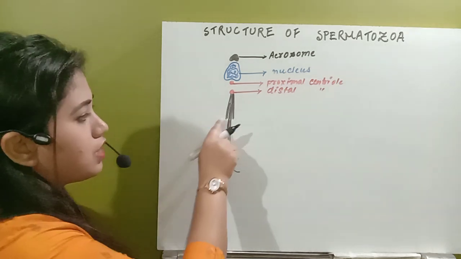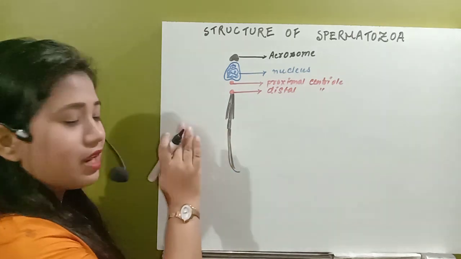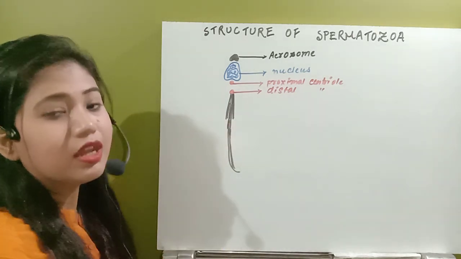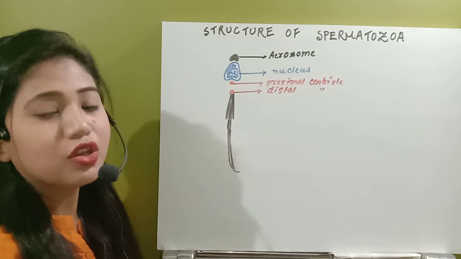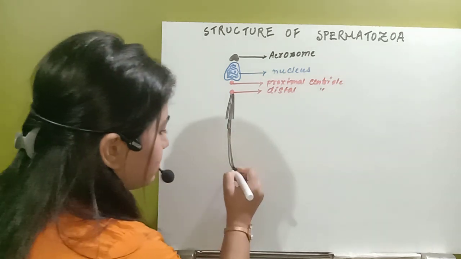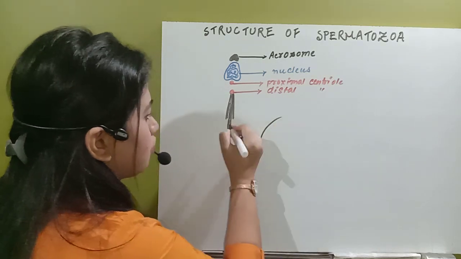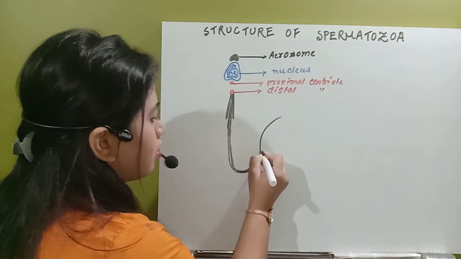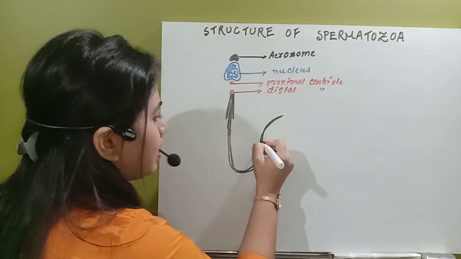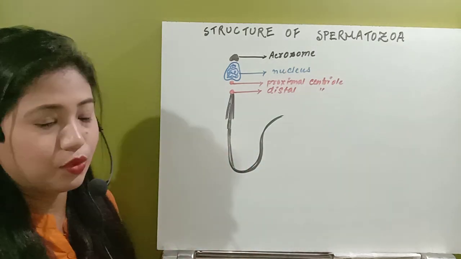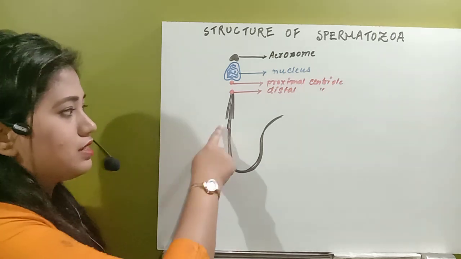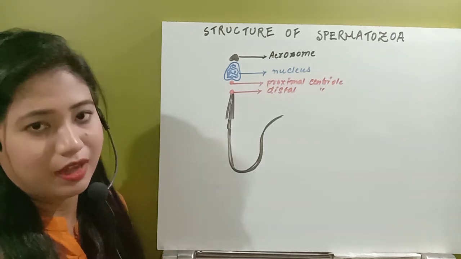Those microtubules present on the periphery are not at all going to elongate to form the tail. So you can see here, it is going to form the tail structure, which is given its shape by this distal centriole through the formation of the axial filament.